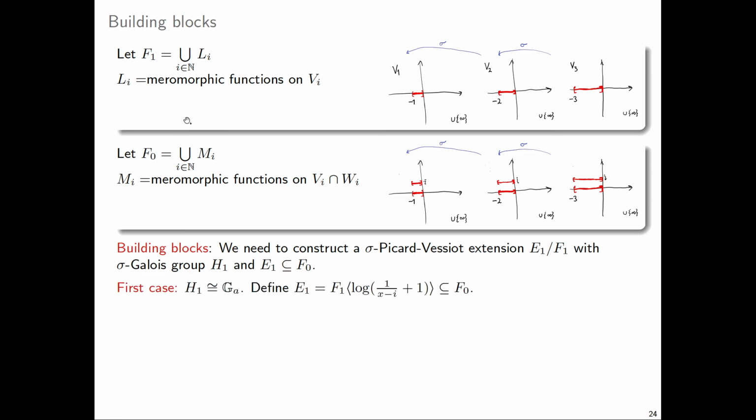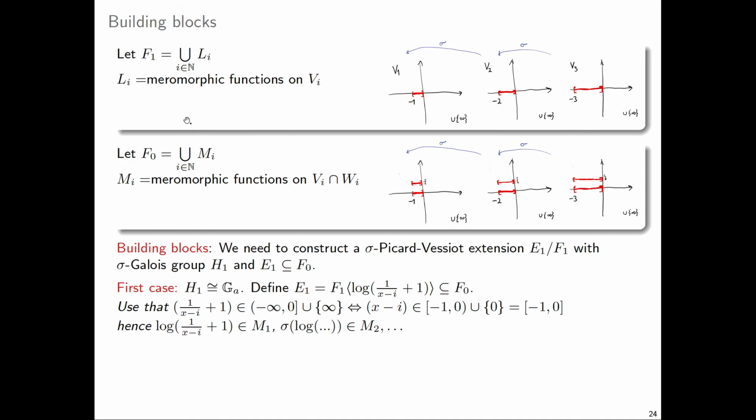So there are three cases. First case, H1 is the additive group. Then we need to adjoin a suitable logarithm. And this logarithm has to be contained in F0. And it should not be contained in F1 because we want to have the full G_a. So we adjoin this logarithm, and I wrote these angle brackets to indicate that we adjoin also sigma of this logarithm and higher powers of sigma.